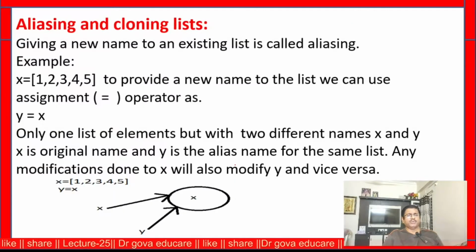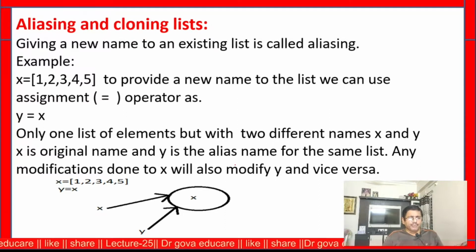Aliasing and cloning the list. First, aliasing. Aliasing means a nickname, that is, a new name. So for example, Ravi is the original name, whereas his mummy calls him Chintu. Now Chintu is the alias of Ravi.